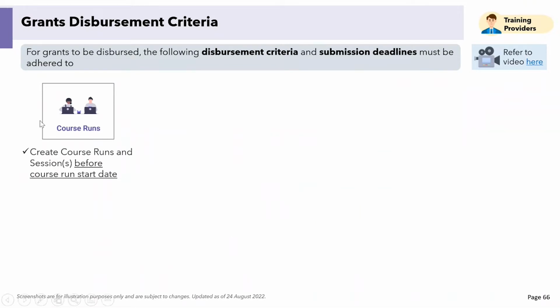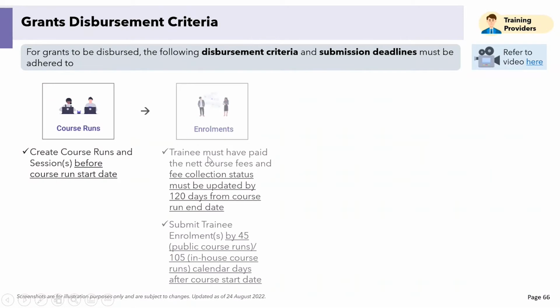Only after they have set up the course runs can they submit the trainee enrollments. They need to make sure they submit this by 45 days or 105 days after the course run start date. This is the submission deadline. If they submit it after the deadline, then these enrollments will be considered as late enrollment and the grants shall not be disbursed.